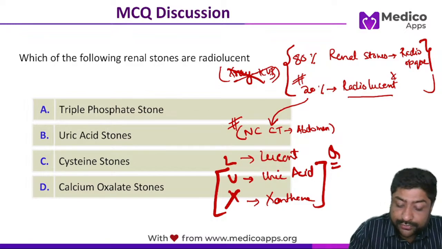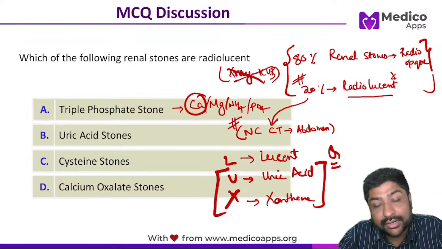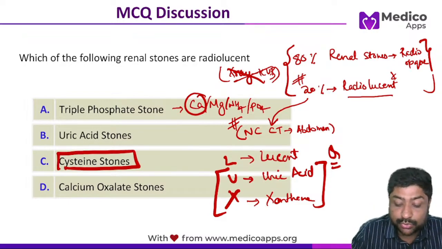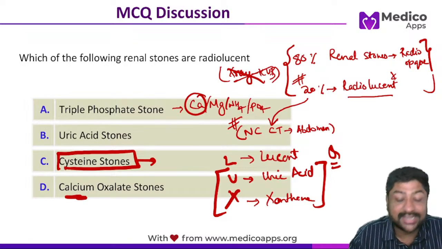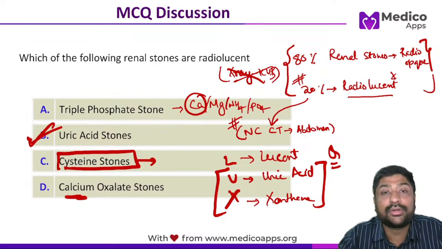Look, triple phosphate stones will have calcium, magnesium, ammonium phosphate, right? So whenever there is calcium, you will have a radio opaque stone. Similarly, cysteine stones are very hard stones, so again, they will be radio opaque. Calcium oxalate, calcium is there, so radio opaque. The correct answer here is B. Is everybody clear about this or not?